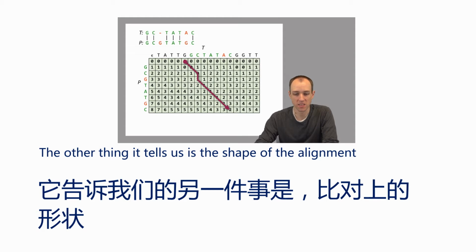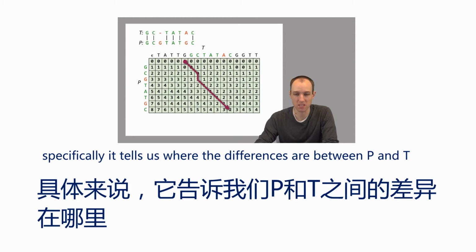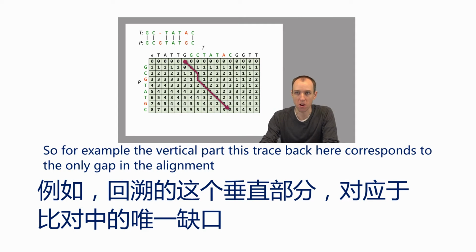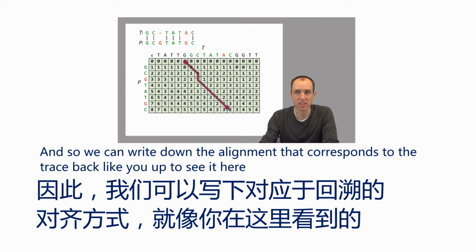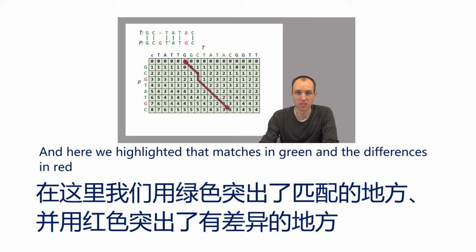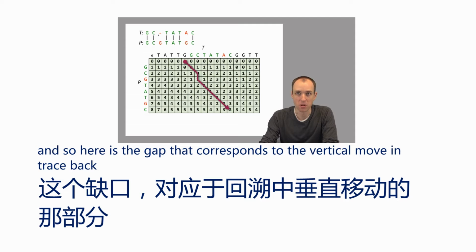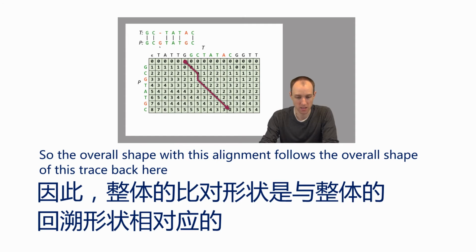The other thing it tells us is the shape of the alignment. Specifically, it tells us where the differences are between p and t. So for example, the vertical part of this traceback here corresponds to the only gap in the alignment. And so we can write down the alignment that corresponds to the traceback, like you see up here. And here I've highlighted the matches in green and the differences in red. And so here is the gap that corresponds to the vertical move in the traceback, the vertical step in the traceback. So the overall shape of this alignment follows the overall shape of this traceback here.